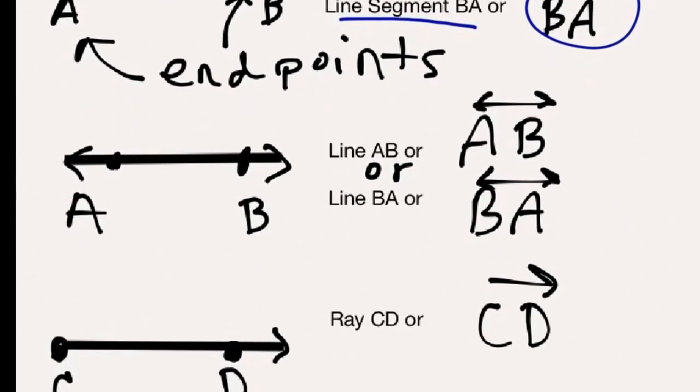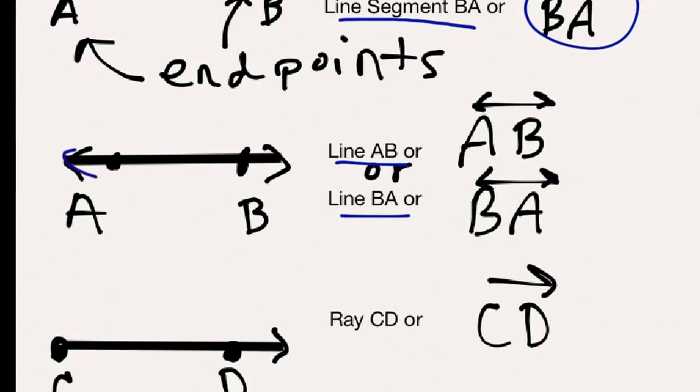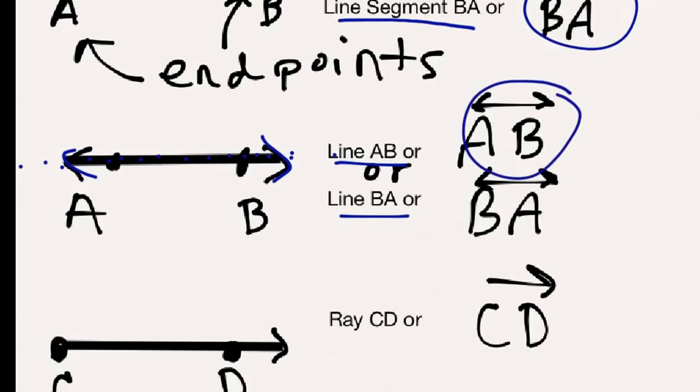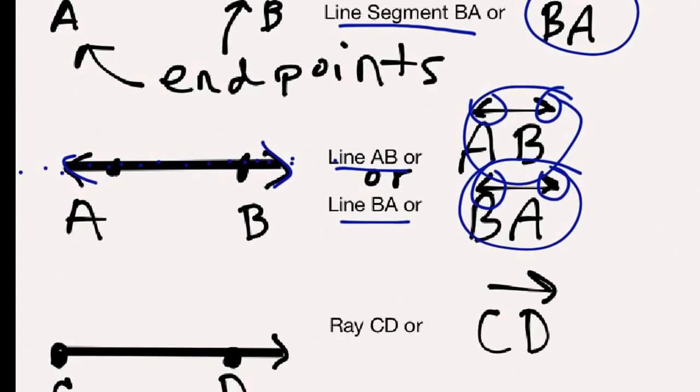We're also going to talk about lines. We have line AB or line BA. Both are correct. That notates a line that extends forever in either direction. We notate that with an arrow pointing in both directions, which means an infinite number of points on this line continue forever and ever in either direction. With the symbols, we could say line AB, with two arrows on either side, or line BA, with an arrow on both sides.